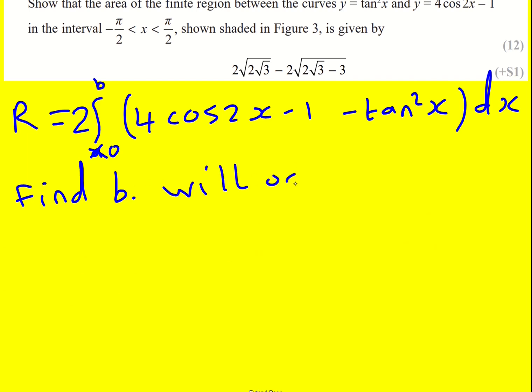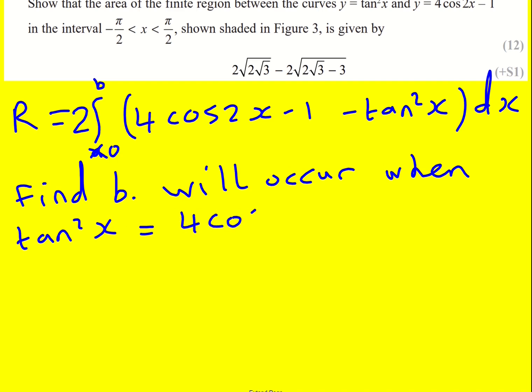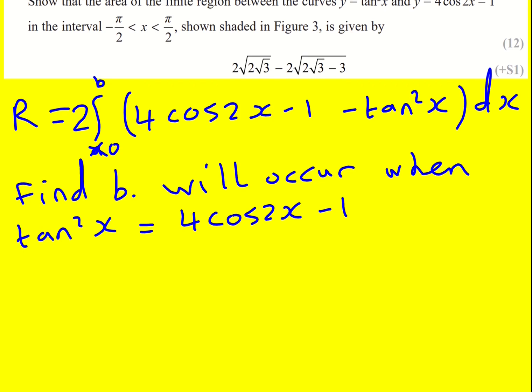And it will occur when the curves intersect. So when tan squared x is equal to 4 cos 2x minus 1. So I've got a trig equation to solve. At the moment, I've got tan squared and I've got cos 2x. That's not a great place to be, so I'm going to need to use some identities to improve the situation. And sometimes you've got to play around with this. So I'm going to write tan squared as sine squared x over cos squared x.